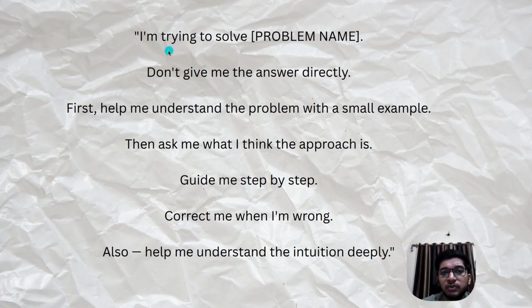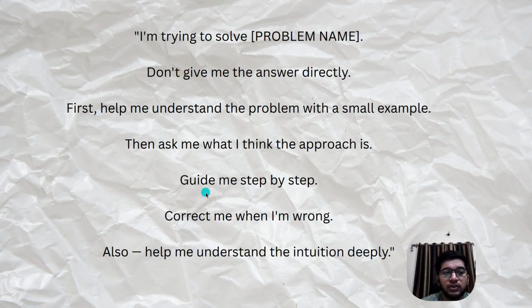Line number 1 is "I'm trying to solve problem name." It sets context. In the second line, "don't give me the answer directly." This is the most important line. Without this, AI defaults to giving you solutions. Line 3, "help me understand the problem with a small example." It forces AI to start at the beginning, not jump to the code. Then, "ask me what I think the approach is." This makes AI question you. Now you have to think.